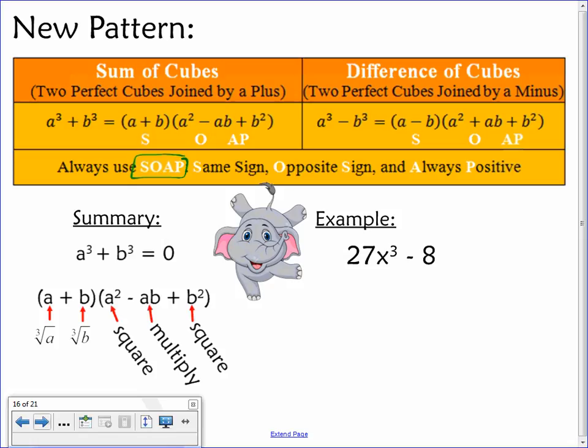All right, so anyway, SOAP has to do with your signs. The S stands for same sign. So when I'm factoring this, whatever this first sign is, I'm going to put the same sign in that first set of parentheses. So that's same. The O stands for opposite. So the very next sign is going to be the opposite of whatever that one was. And then the last AP stands for always positive. That last one is always a plus sign, no matter what. So same, opposite, always positive. So if this was a minus here, this would be a minus, and that would be a plus.